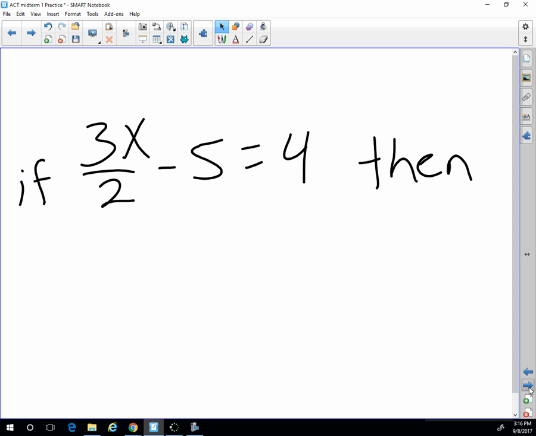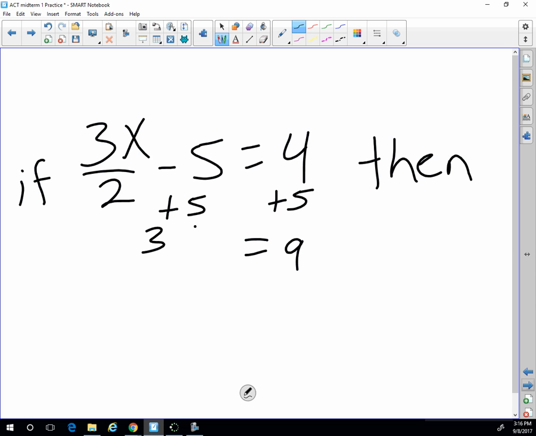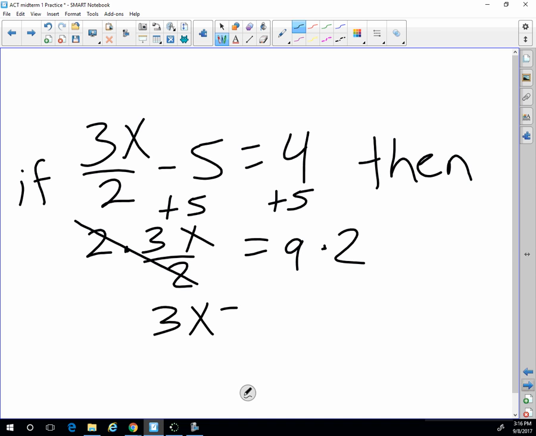So last one, if 3x divided by 2 minus 5 equals 4, then let's add 5 to each side to get rid of that. That'd be 9, and you have 3x divided by 2. Well, the opposite of divided by 2 is multiplied by 2, and 2 divided by 2 is 1. So we just have 3x is equal to 18, divided by 3, and you have x equals 6.